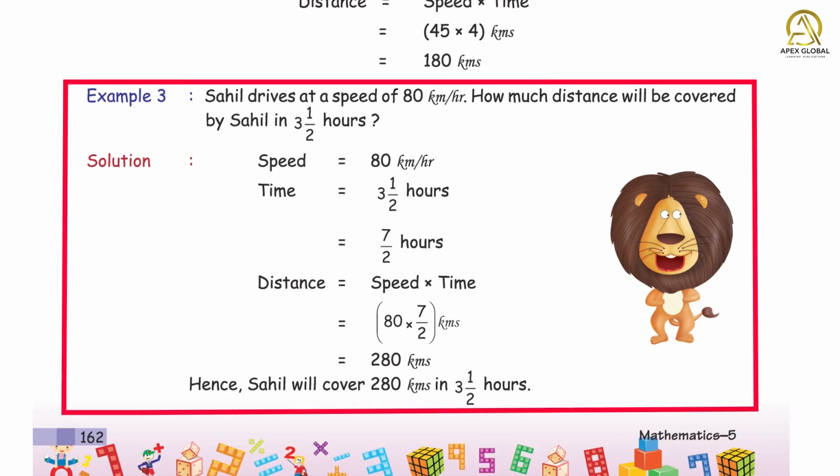Example 3. Sahil drives at a speed of 80 km per hour. How much distance will be covered by Sahil in 3 1 upon 2 hours? Solution. Speed equals 80 km per hour. Time equals 3 1 upon 2 hours equals 7 upon 2 hours. Distance equals speed into time. 80 into 7 upon 2 kilometers equals 280 kilometers. And Sahil will cover 280 kilometers in 3 1 upon 2 hours.